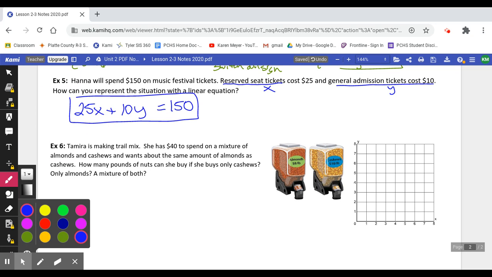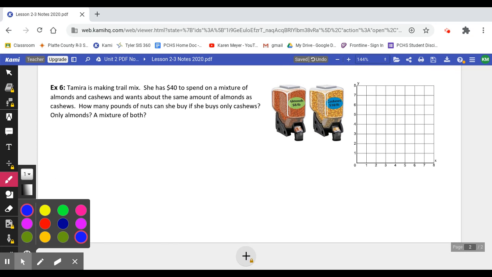Okay, example number 6. This one, we have a trail mix that we're going to be making. We're going to spend a total of $40. The first thing wants to know how many pounds she could buy if it's only cashews. Then the second thing is how many pounds would it be if it was only almonds. And then the third thing is, well, how many pounds if it was a mixture of both.